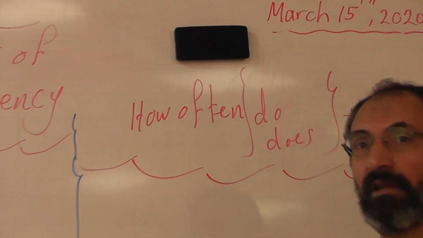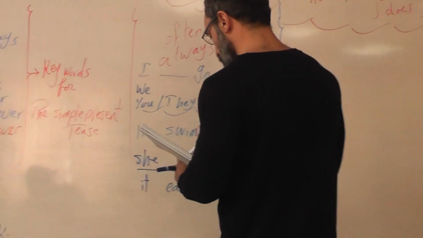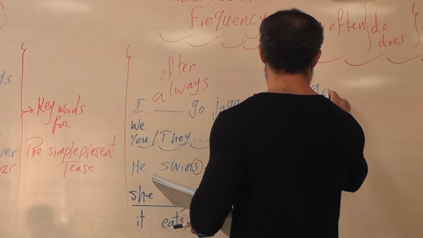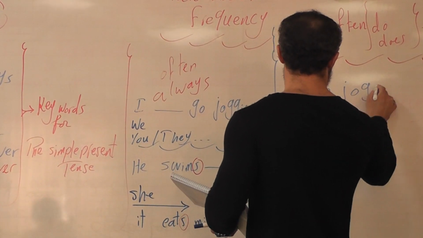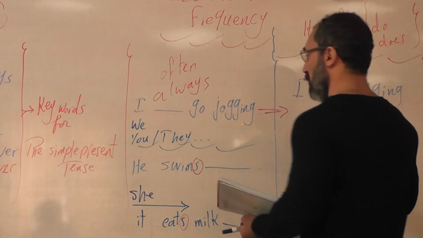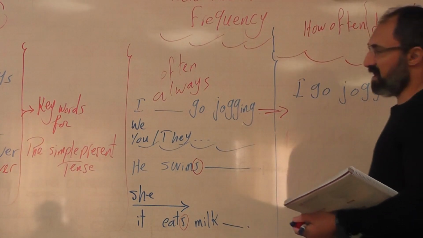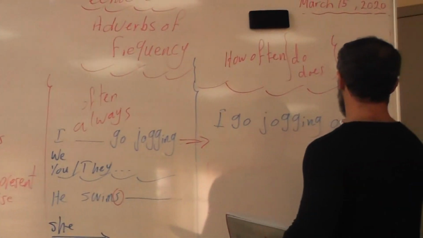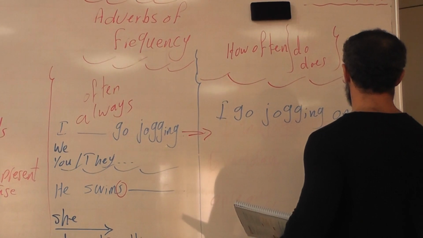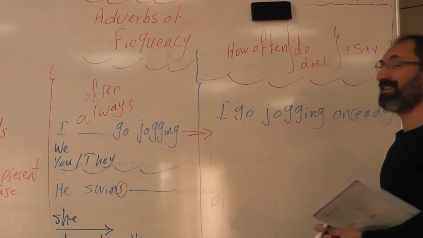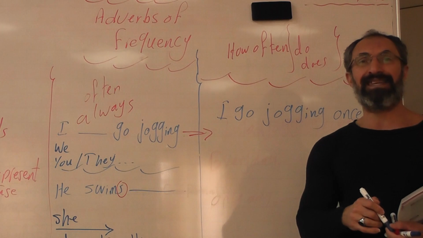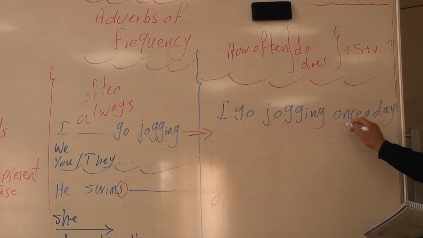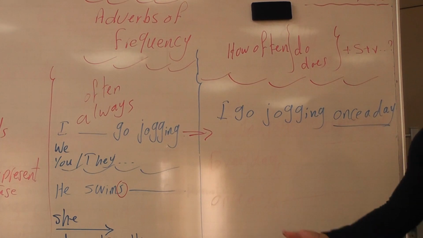What about the first example? Let's write it. I go jogging, let's say once a day. I go jogging once a day. So this is my sentence, and to be more specific, I need to ask about the number of times in my sentence, which is once a day. How can I do it?